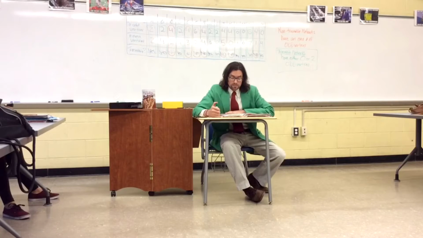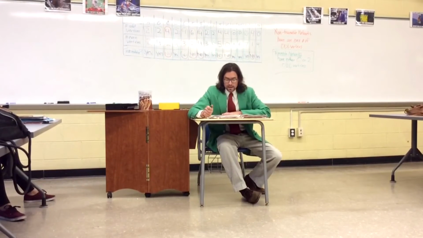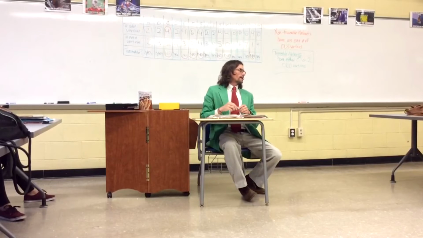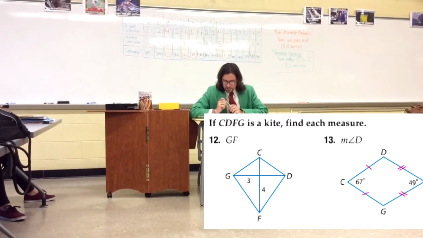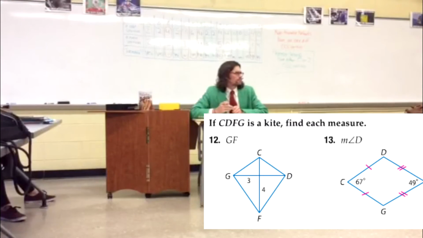Okay, so the diagonals are perpendicular and what else? The adjacent sides are congruent. So you get two pairs of congruent sides. They're just not opposite from each other, like in the parallelograms. So GF is 5, and the measure of D at number 13 is 122. What else do you get in a kite? Any other congruencies? There is one pair of congruent angles, which you needed in number 13. D and G are congruent.